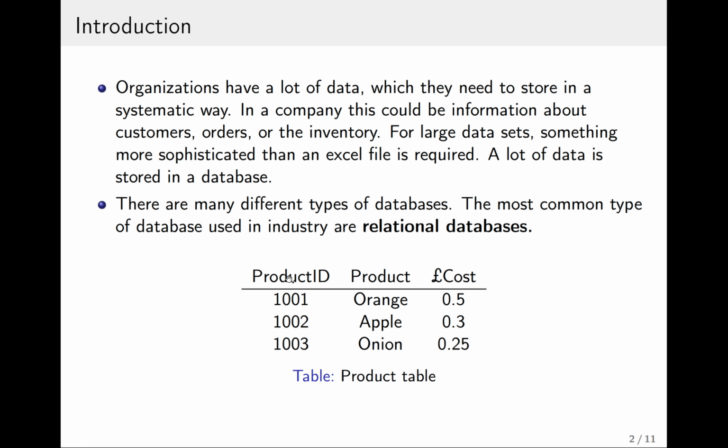So here's an example. We have a table name, product table. Then we have a product ID, product, and cost. So this is like an inventory, say, of a supermarket or a small shop. And it's all in a table essentially, and the way we access this data is via tables.